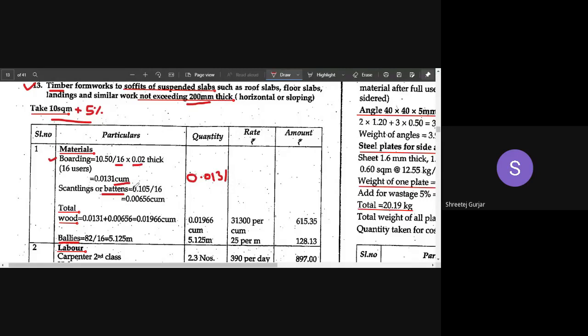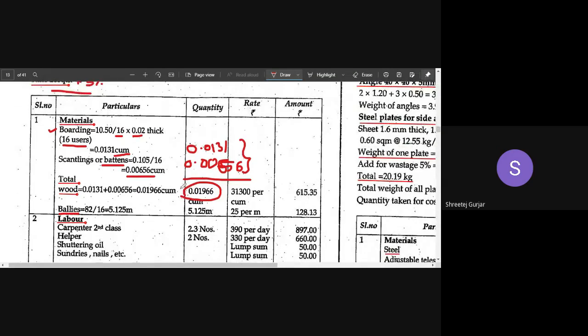Next, for battens, the number that you have to remember from the table is 0.105, correct? 0.105 is the quantity of battens that is required. As I've told you, you have to always divide by 16. So this quantity is for battens, 0.00656. Now add these two, because these are in cubic meters, right? This is the quantity after summation of these two.